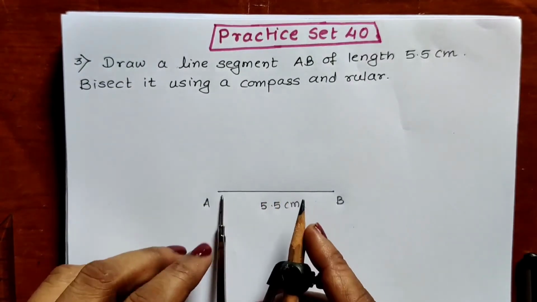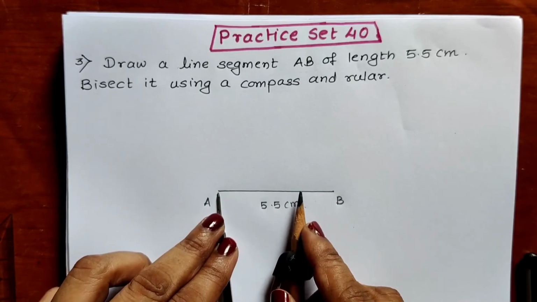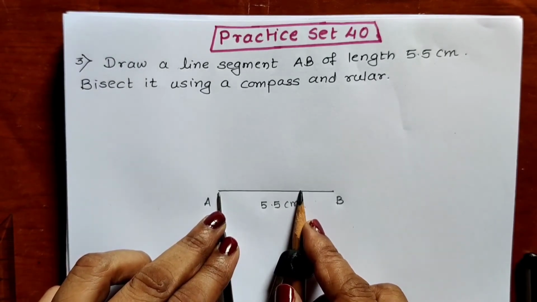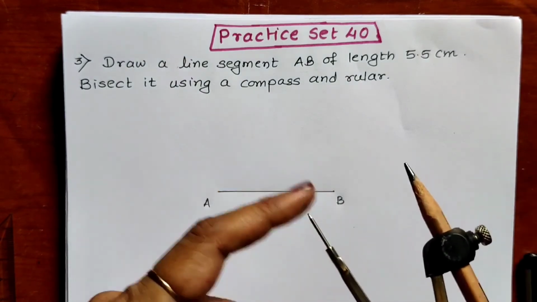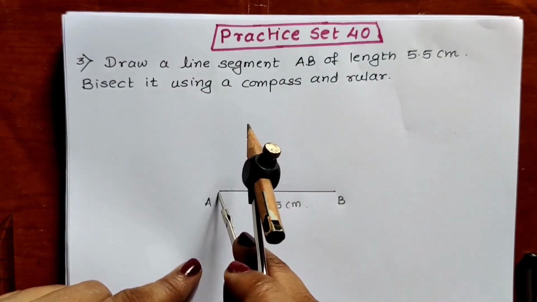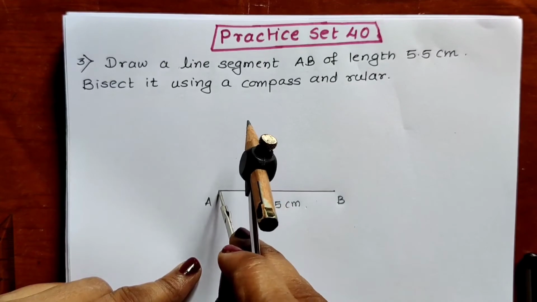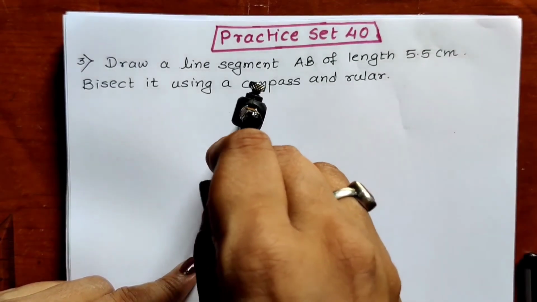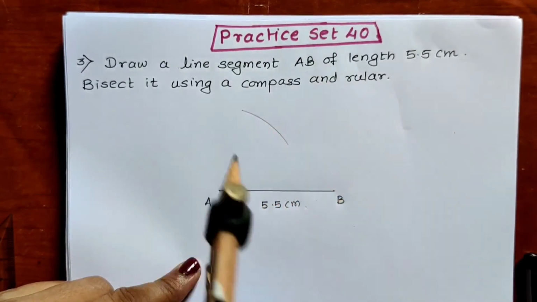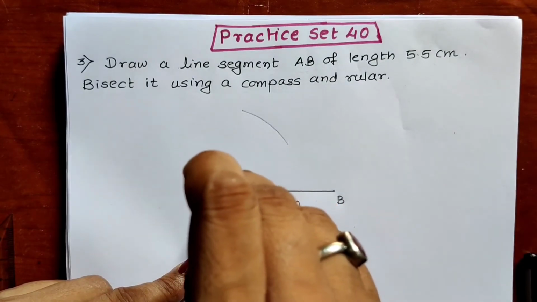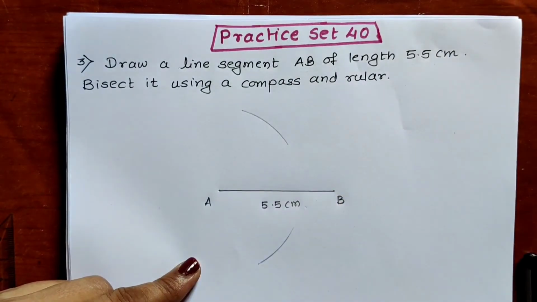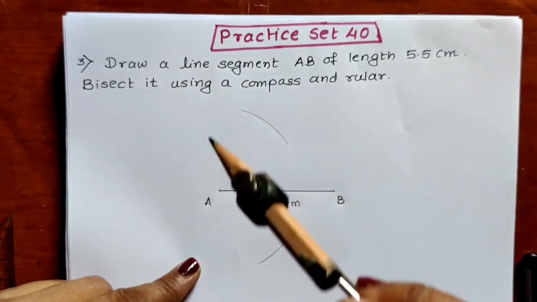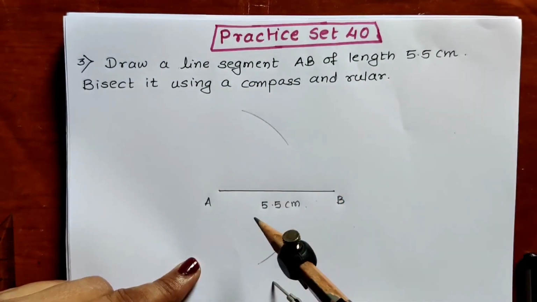Take more than half distance in these 2 points of the compass. More than half distance you will have to take, and then placing this point on point A properly, draw one arc upside and draw another arc downside. Both sides, upward direction, downward direction.